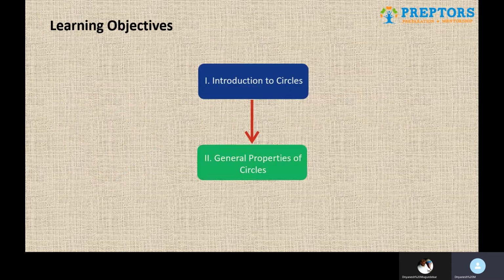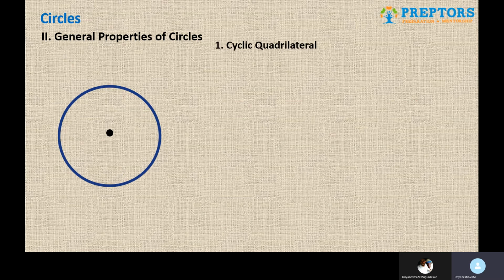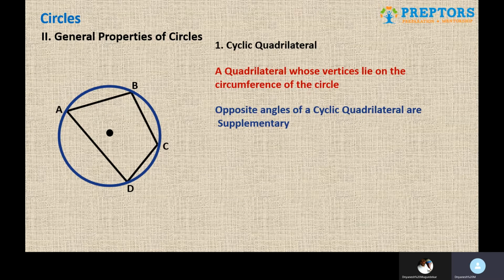Okay, the next one is some more general properties of circle. The first one is cyclic quadrilateral. Cyclic quadrilateral, as the name suggests, is a quadrilateral that has its vertices on the circumference of the circle, something like this. The first property of cyclic quadrilateral: the opposite angles are supplementary. So opposite angles will add up to 180 degree, A and C and B and D. That is what supplementary means.